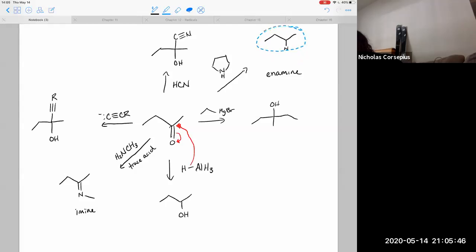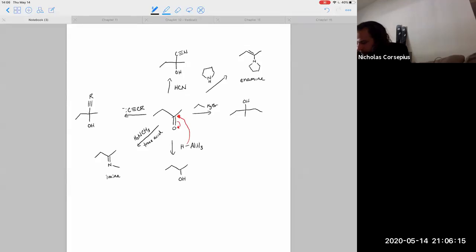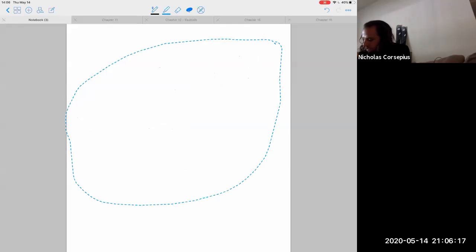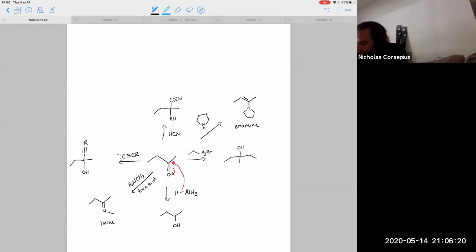Which I didn't give myself enough room to draw. And an enamine is just an amine right next to a double bond. We actually know, make this even more complicated. See if you can think of anything that you know how to do with an enamine.